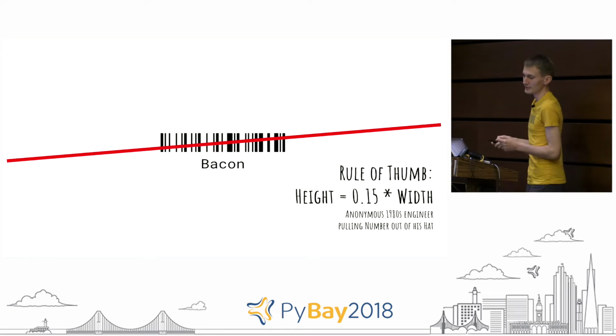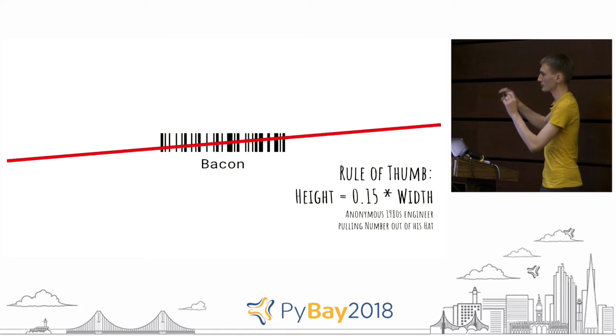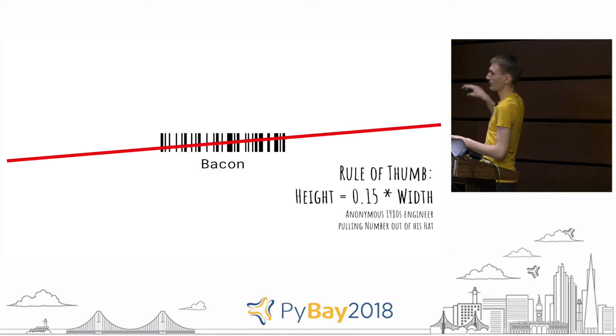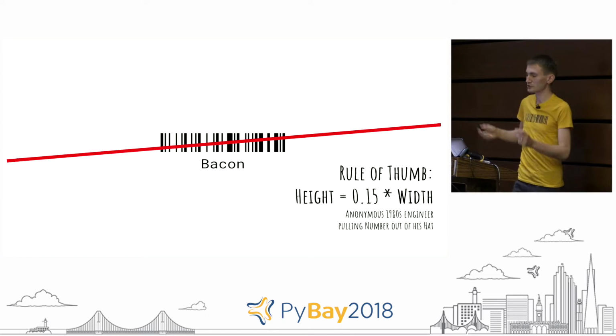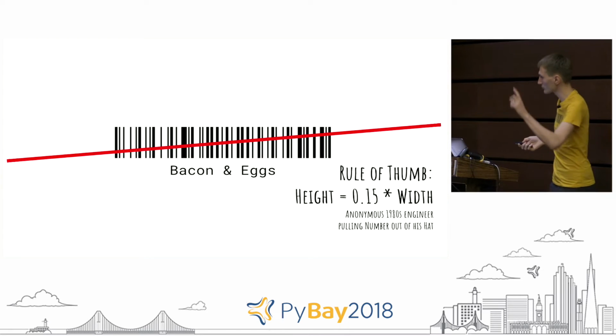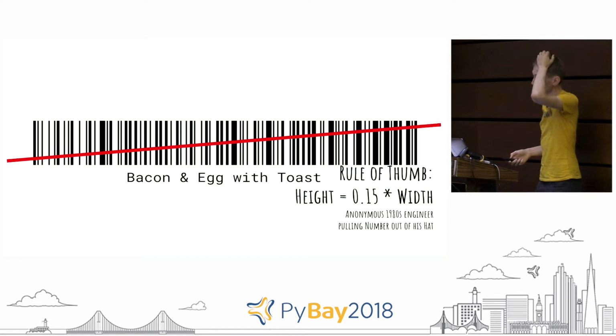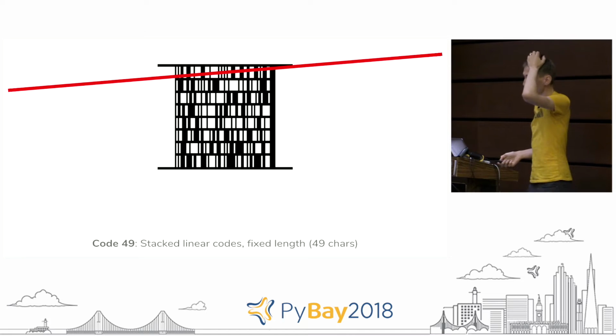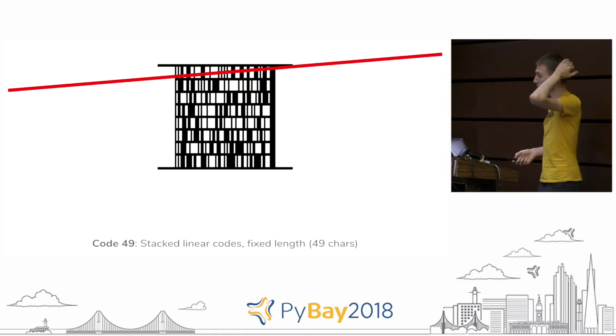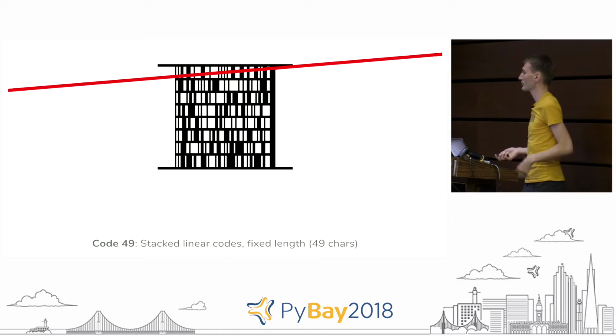Of course, then you start writing bacon, and you need a certain height of barcode so that when you swipe your laser across, you actually catch the whole thing. You write bacon and eggs, you have to write it a little taller. You write bacon, eggs, with toast. You're like, man, this is taking up my entire slide. You want to encode the entire recipe, entire menu item, and you stack your barcodes on top of each other.